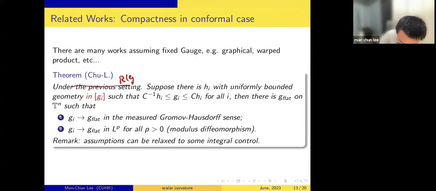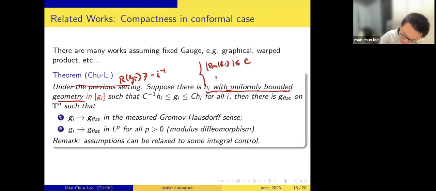Scalar curvature of GI is bounded from below by one. Okay, I should be more clear here. I just want to give you a rough idea what it means. HI with uniform bounded geometry, that means, okay, there are some versions, but like this one in strategic radius. The volume of HI is bounded from below, and the diameter of HI is bounded from above, and together with this one.